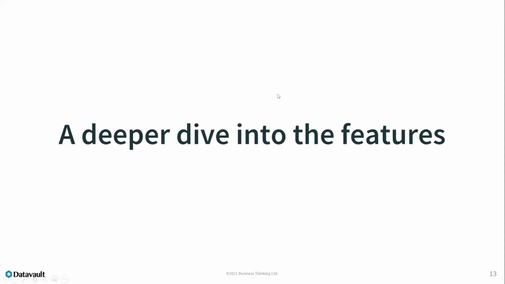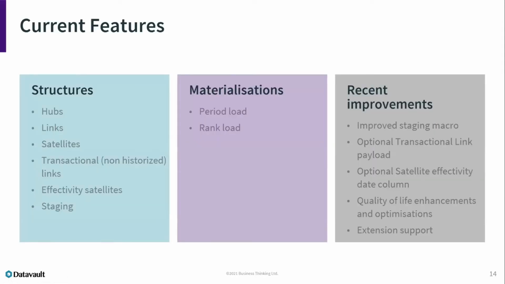So let's have a look at the features more in depth. As Chris mentioned, we provide a library of macros, if you will, that provide essentially templates for the core data vault 2 structures, including hubs, links, and satellites, transactional links, also known as non-historized links, as well as a few extra structures such as effectivity satellites, and there's more coming down the road, which we'll look at at the end. We also provide a very powerful staging macro, which we'll also look at in more detail shortly.